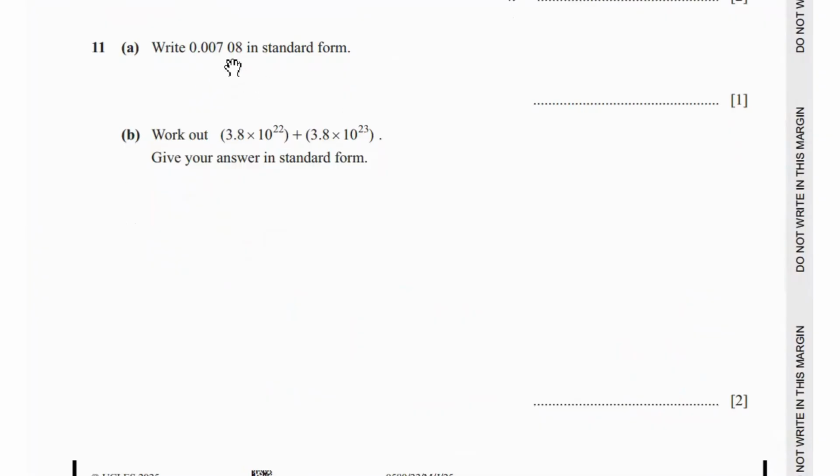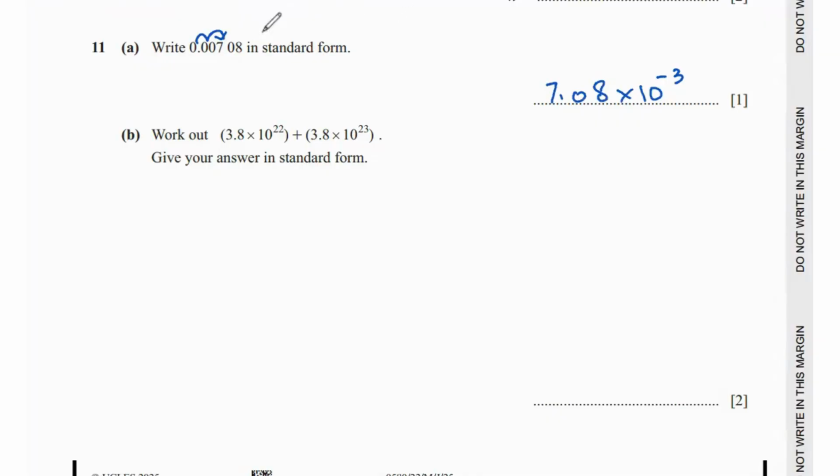Right, 0.00708 in standard form is going to be 7.08 times 10 to the power of -3. You move the decimal 3 places to the right. The reason why we're moving it 3 places to the right is because in standard form, the number before the decimal needs to be a non-zero digit. So as we know over here, it's 0. So we have to move the decimal, and the first non-zero digit is 7. So 7.08.